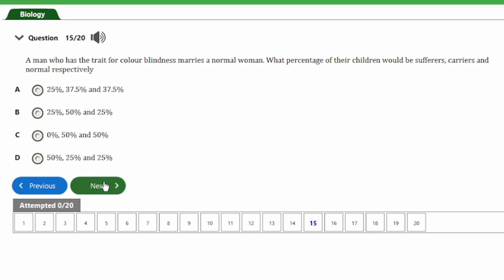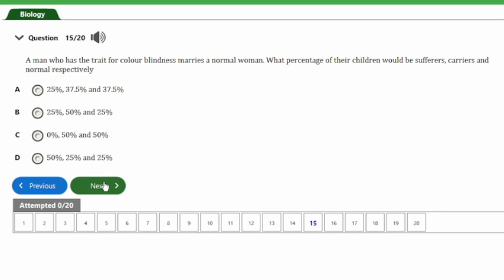A man who has the trait for color blindness marries a normal woman. What percentage of their offspring will be sufferers, carriers, and normal, respectively? So guys, in this case, they said a man has the trait for color blindness. So this shows that the man is affected, and then he marries a normal woman. So guys, this shows that the woman is homozygous for non-color blindness.